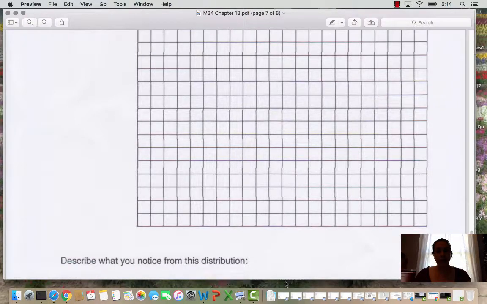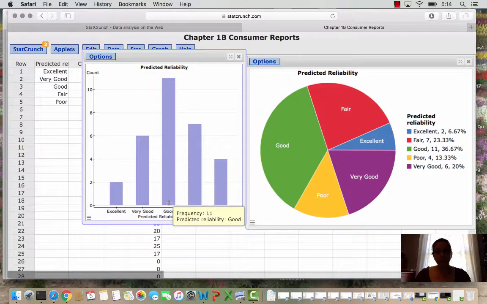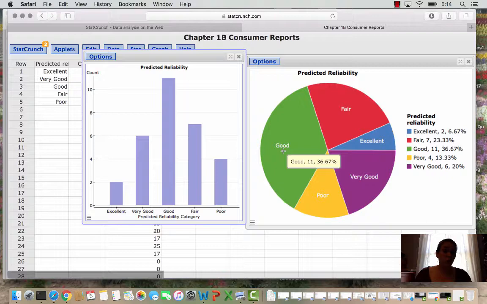So if we look back at our StatCrunch trends here, whether we're looking at the bar plot or the pie chart, we see that the good predicted reliability category had the most number of cars, excellent had the least number of cars. And you could say, you know, fair and very good both had middle amounts.